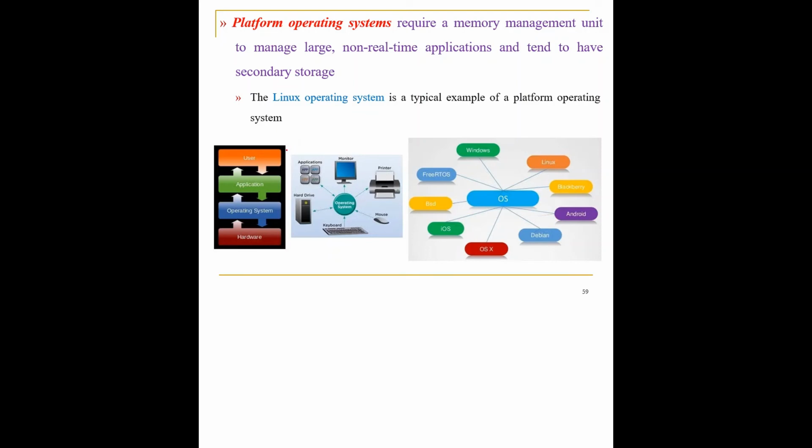One of the complicated things, for example, is the Linux operating system. Here, initialization code is run, and the operating system takes over. Once the operating system takes over, if it is a platform operating system, the response time cannot be guaranteed. Moreover, this platform operating system requires a memory management unit, MMU, in order to manage the memory.